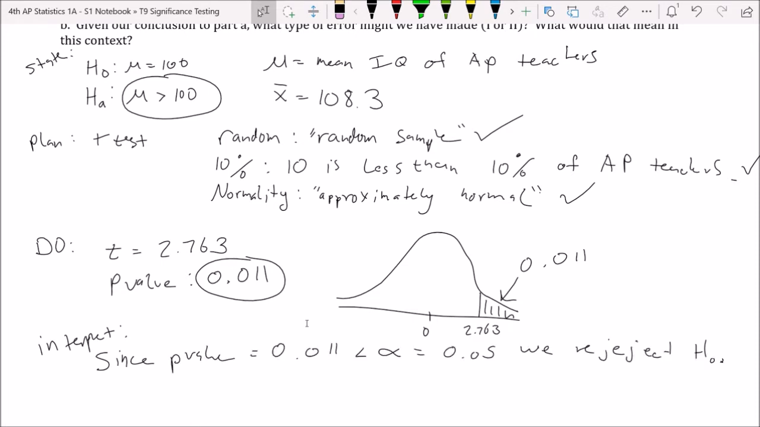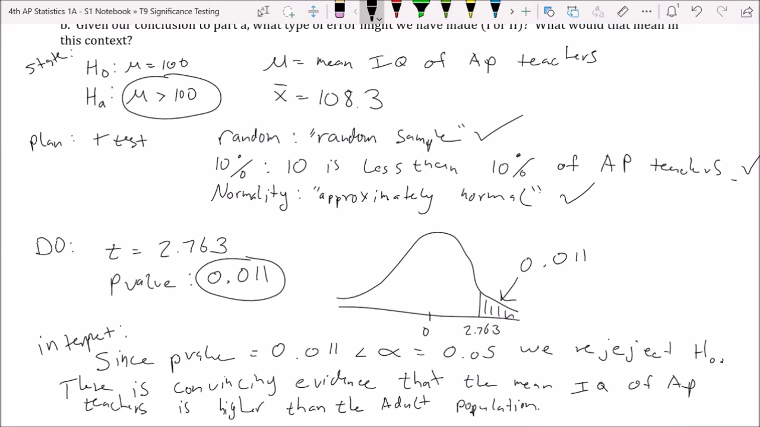And specifically in context, that means there is convincing evidence that the mean IQ of AP teachers is higher than the adult population. I should say than the average of the adult population. All right, y'all, and that's complete. So notice the mechanics of this are basically exactly the same as a proportion. What was different? Well, it's a mean technically, and we use a different test, but it works the exact same way.